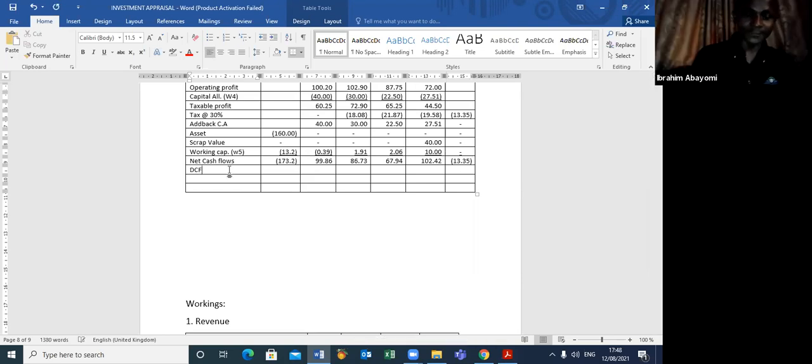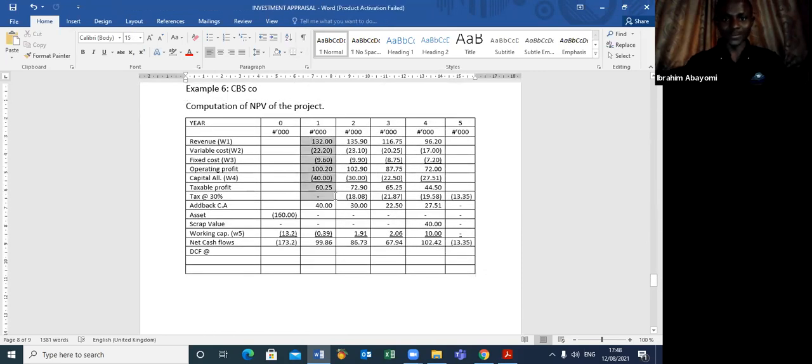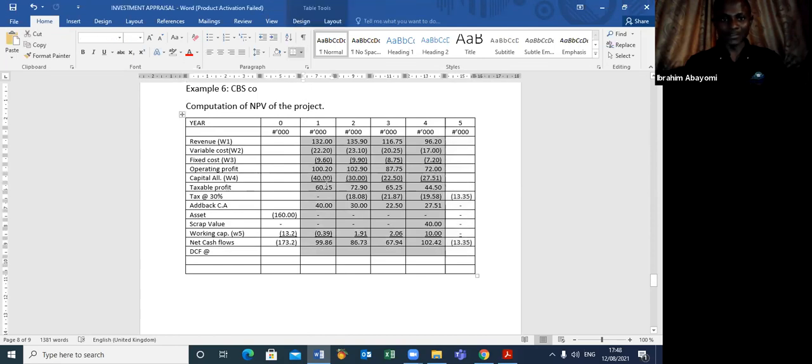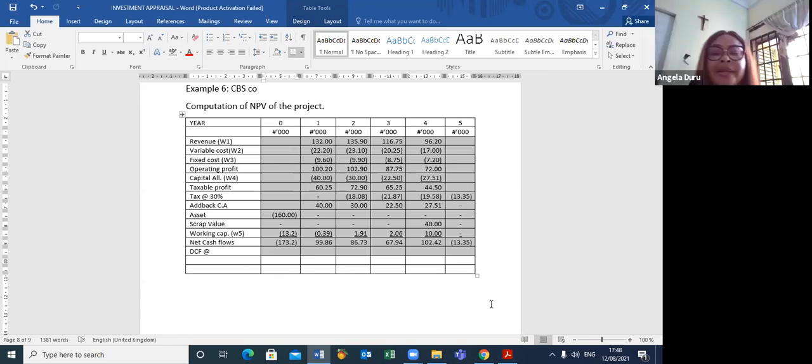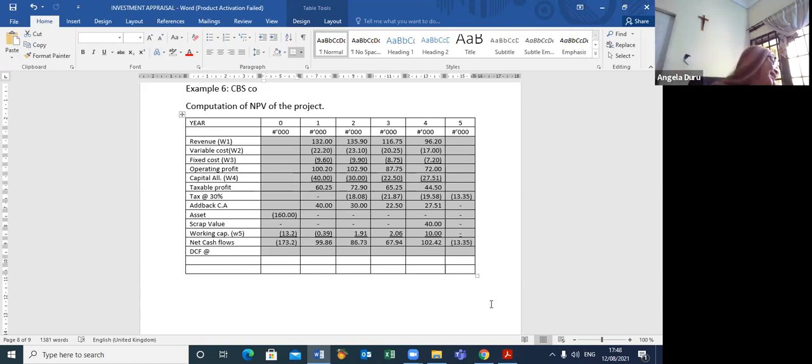So DCF at what percent? That's the question. Now, let me ask you, all these cash flows that we have here, what do we call them? What type of cash flow do we have here in this table? If you can identify it, then you can discount. It's free cash flow. So we have to convert it to money terms.